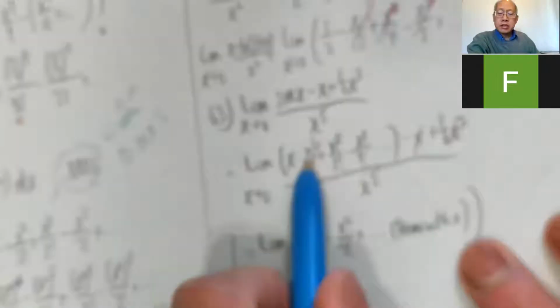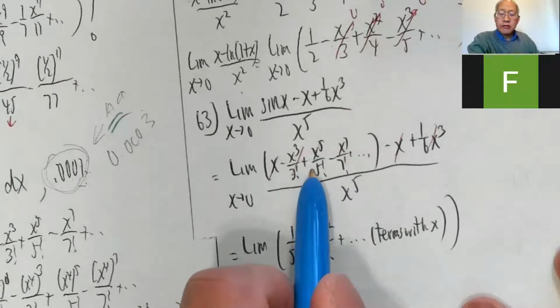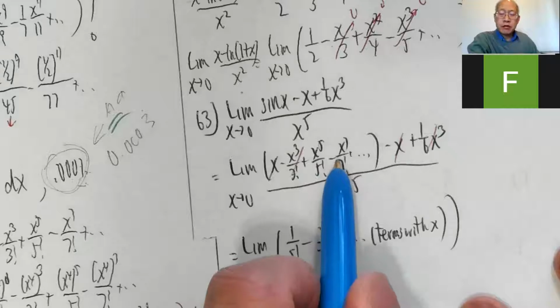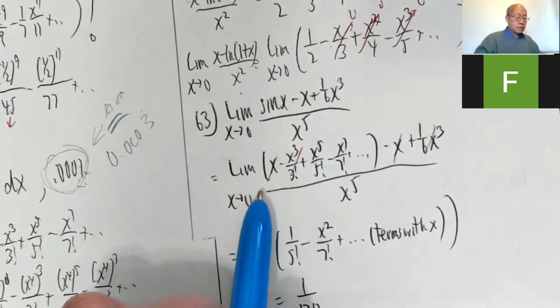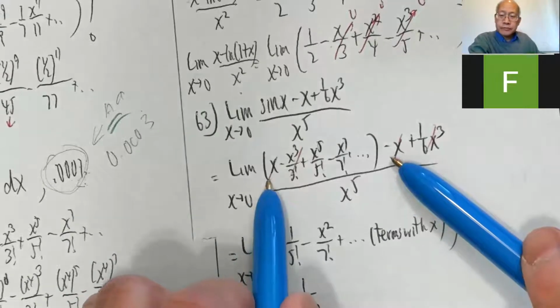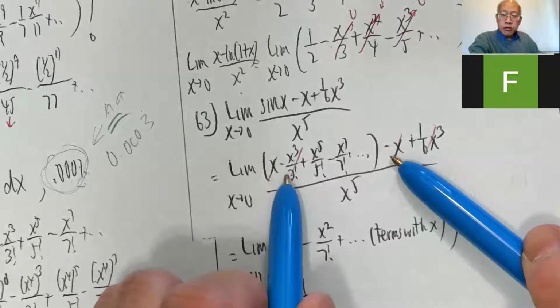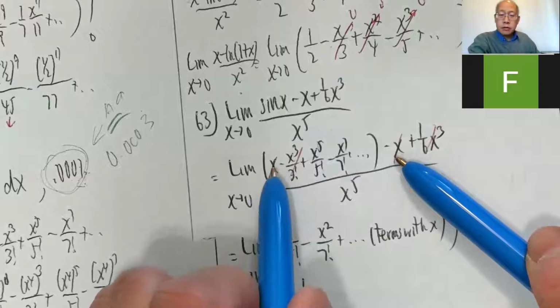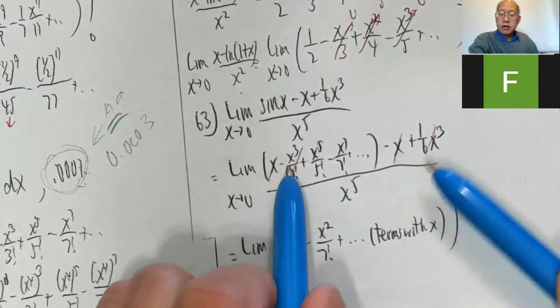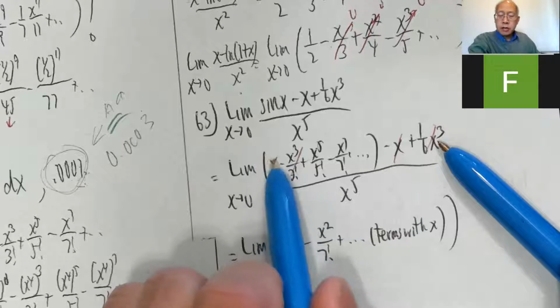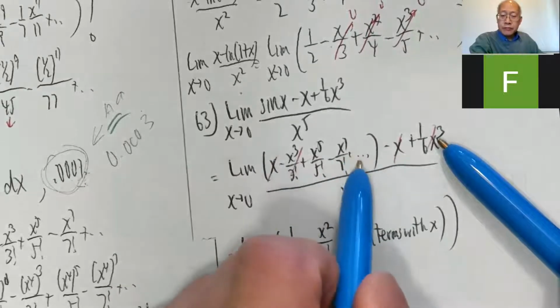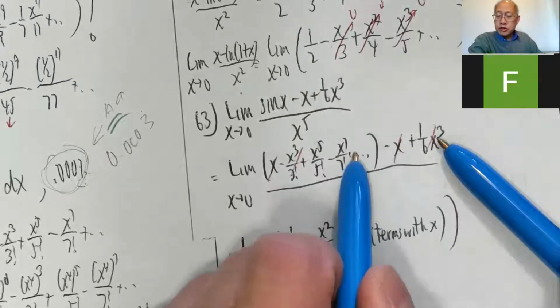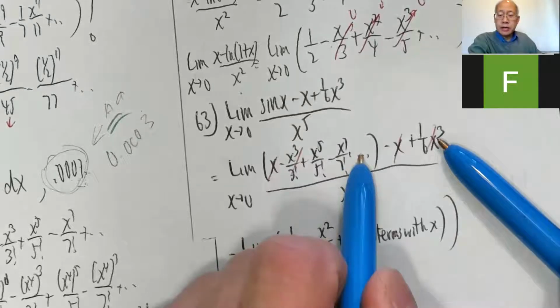x minus x cubed over 3 factorial plus x to the 5th over 5 factorial minus x to the 7th over 7 factorial plus dot, dot, dot. All of that minus x plus 1/6 x cubed. That cancels that. This is negative 1/6 x cubed, right? 3 factorial is 6, negative 1/6 x cubed plus 1/6 x cubed. These are gone. So I have this one, infinitely many terms after that. You say, what about writing the terms? You could write more, but in this case, you don't have to because you're not really writing the terms out. You're just trying to find the limit.